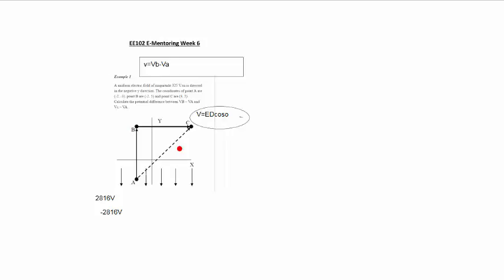Okay, so note that these 2 points over here, points B and A, are known as equipotential points. Why equipotential? Because as you can see, the voltage between them is the same.